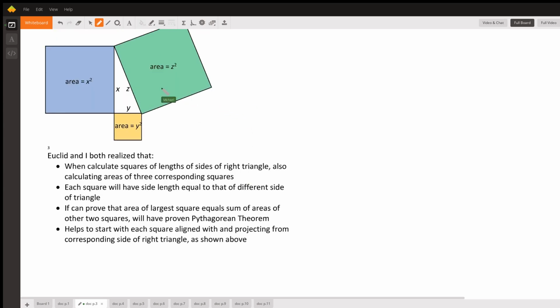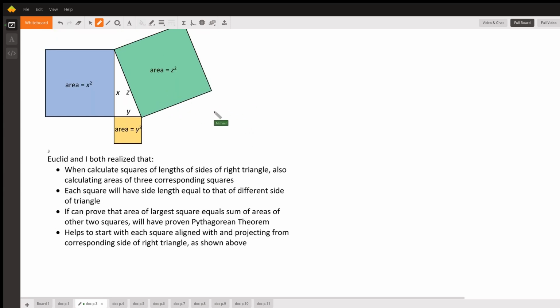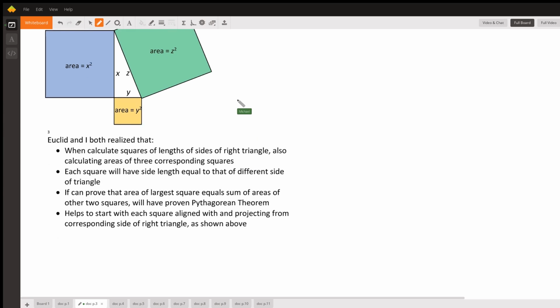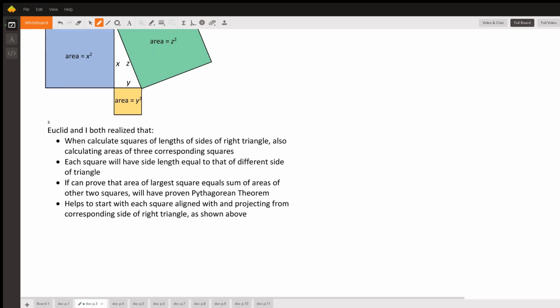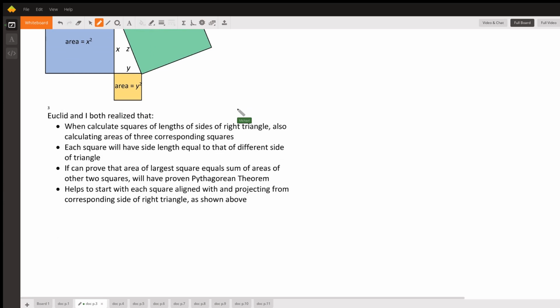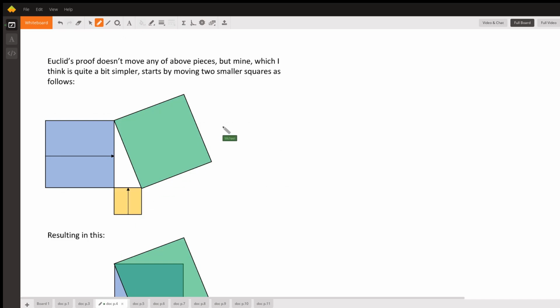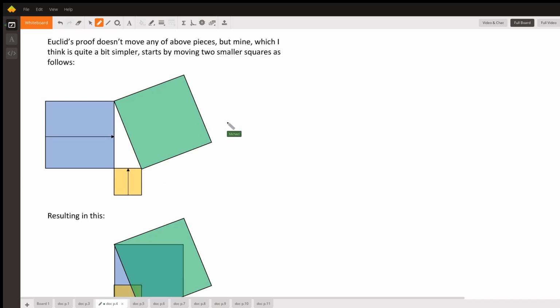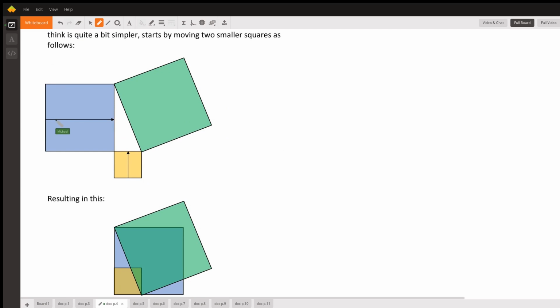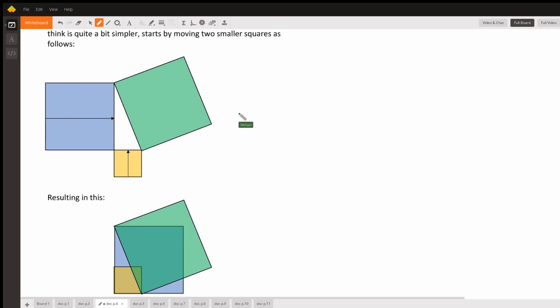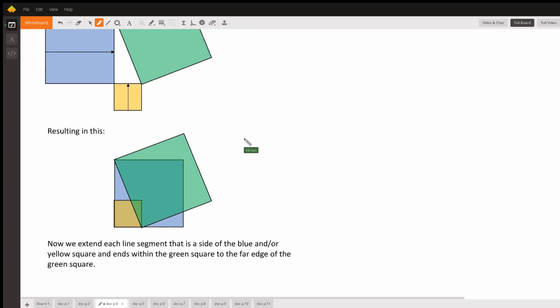So it helps us start like this. And Euclid went on from there. But I do something a little different. The first thing I do is move a couple of the squares. I move this one over to there, this one up to there. So the result looks like this.